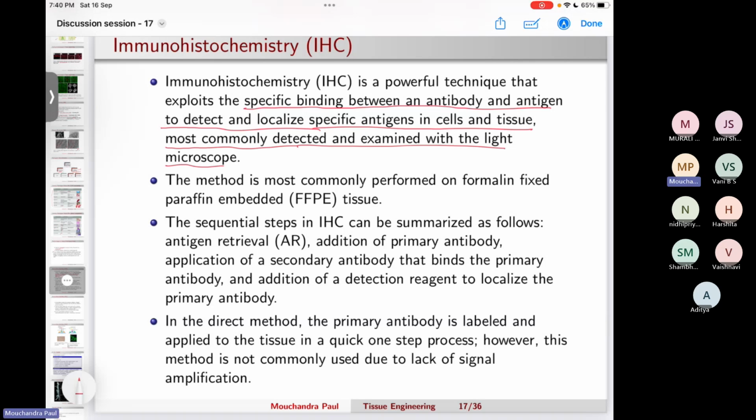So before you analyze or before you wish to use this technique, you have to first fix your samples. Okay, and fixing is done usually using formalin, that is basically a 40% formaldehyde solution.